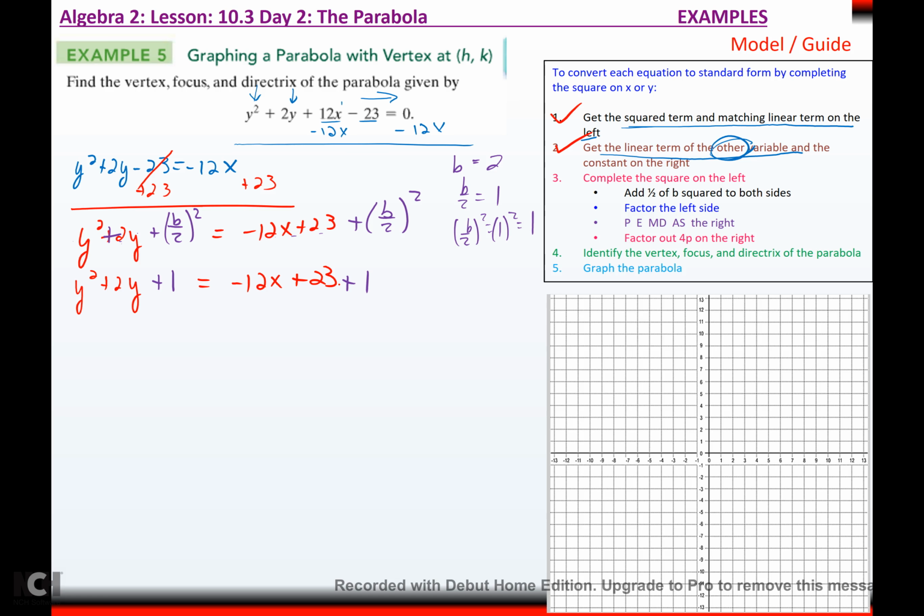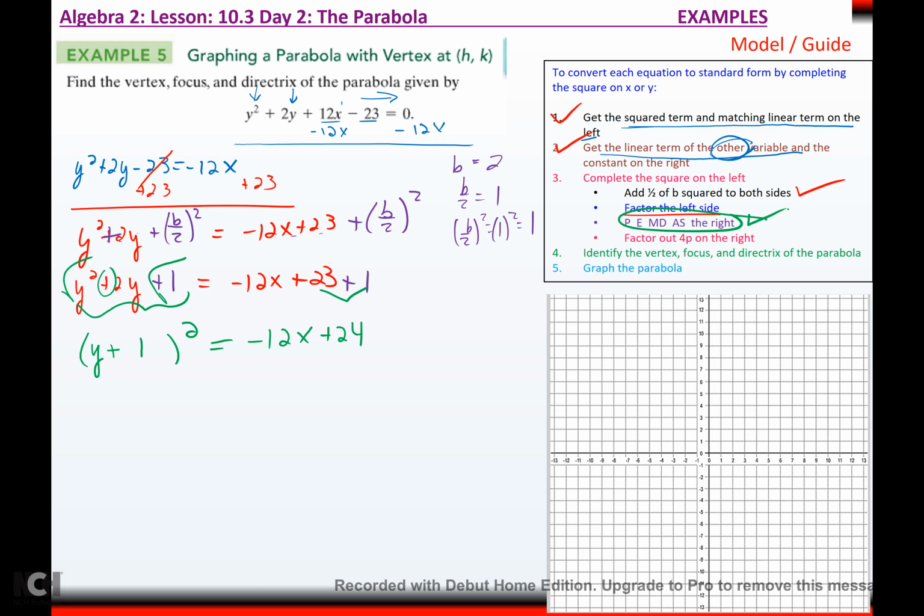Okay, I added half of b squared to both sides. You're going to factor the left. This is going to factor into a binomial squared. The square root of y squared is y. The sign in the middle is plus. The square root of the end is 1. And on the right, I can combine like terms and I get negative 12x plus 24.